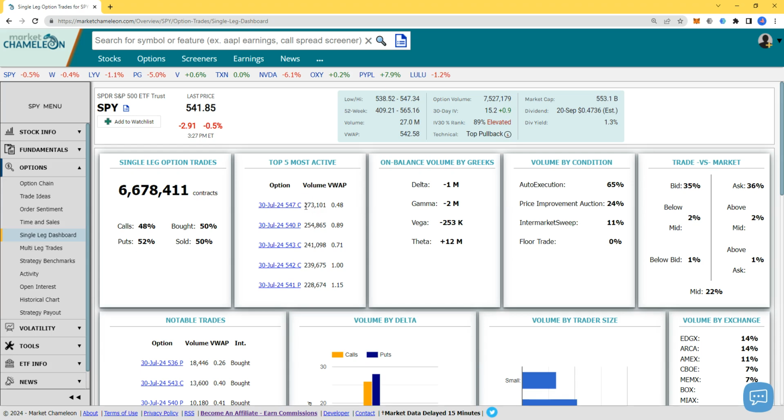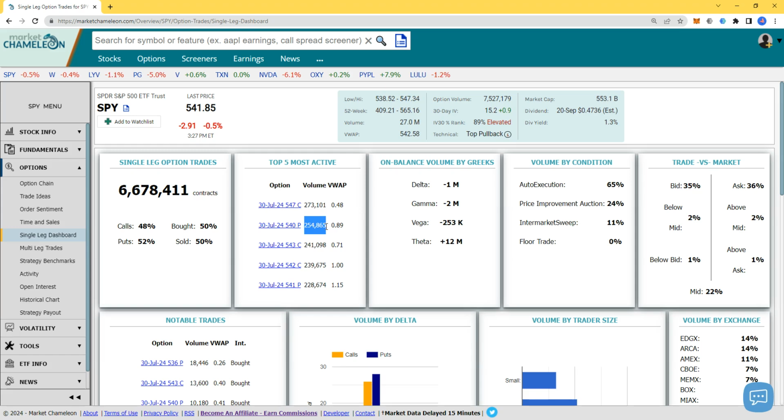Something to consider. So again, for me, I might do a condor 547, 548, 540, 539. Enter the trade 30 minutes before expiration and see what happens. Or if this is probably worth nothing 12, 15 minutes before expiration, I might just do the spread 540, 541, or do the 541, 540.